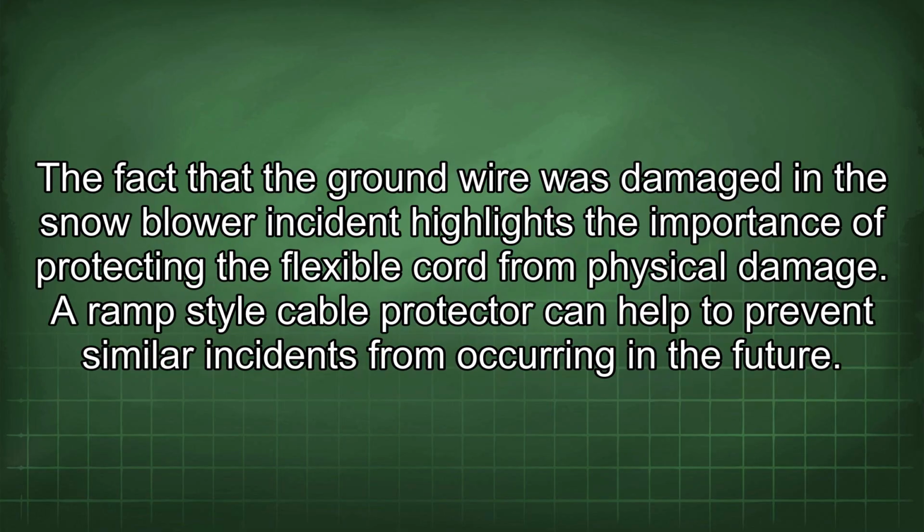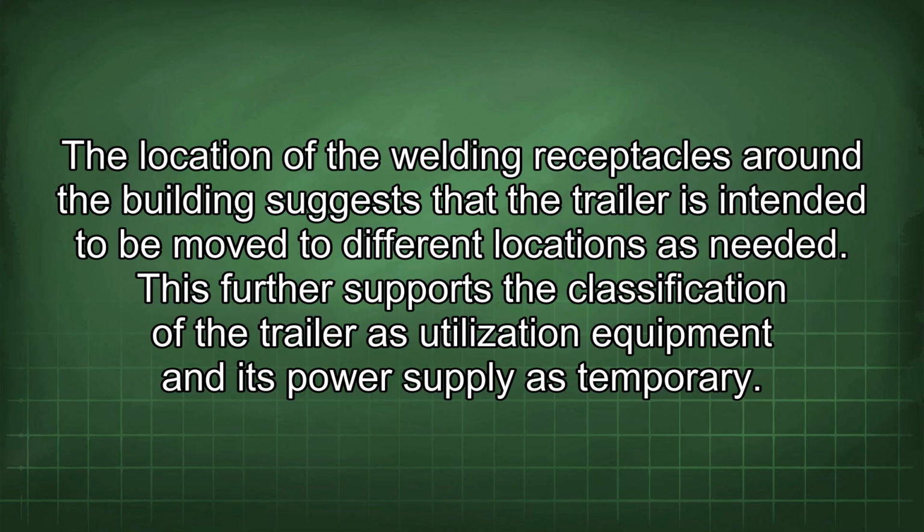The fact that the ground wire was damaged in the snowblower incident highlights the importance of protecting the flexible cord from physical damage. A ramp-style cable protector can help to prevent similar incidents from occurring in the future. The location of the welding receptacles around the building suggests that the trailer is intended to be moved to different locations as needed. This further supports the classification of the trailer as utilization equipment and its power supply as temporary.